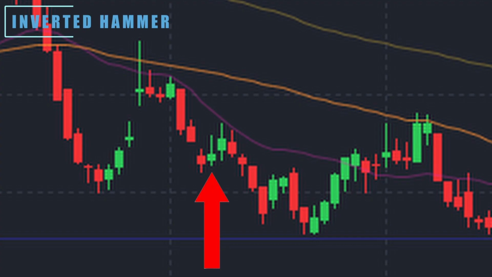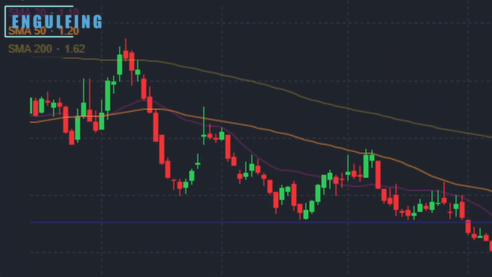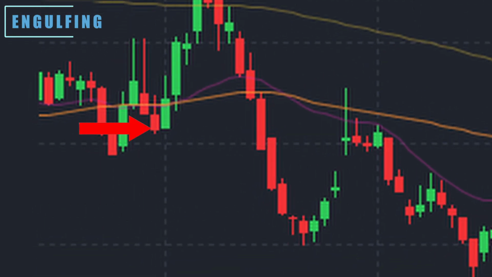Another killer pattern for swing trading is the engulfing candle. This is a super easy but powerful pattern, especially after a pullback. Here's an example on the chart. Stock is pulling back. You see these small red candles, and then boom, we get a big green candle that completely engulfs the previous. Now, what does that mean?